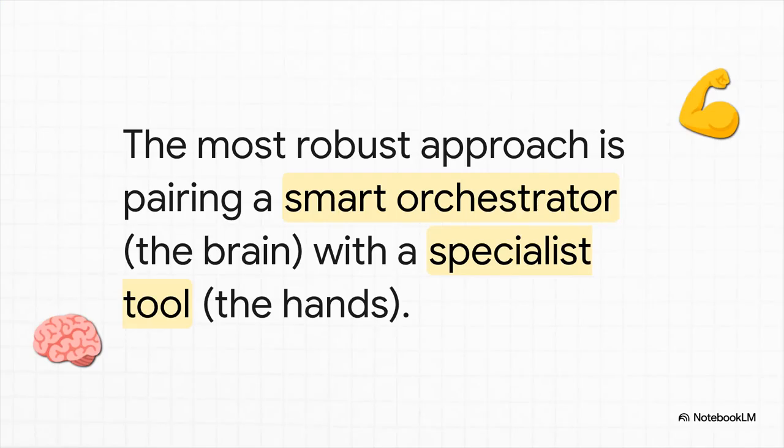So here it is, the key takeaway. The most robust, the most scalable, and honestly, the sanest approach is to pair a smart orchestrator, the brain, with a best-in-class specialist tool, the hands. You stop trying to build one giant AI that's just mediocre at everything. Instead, you build a team of experts. You get a great manager, and then you give that manager a world-class operator to get the job done.